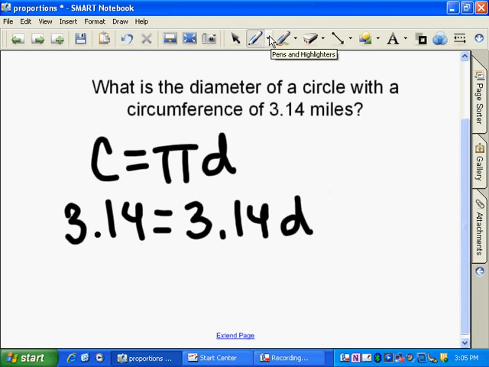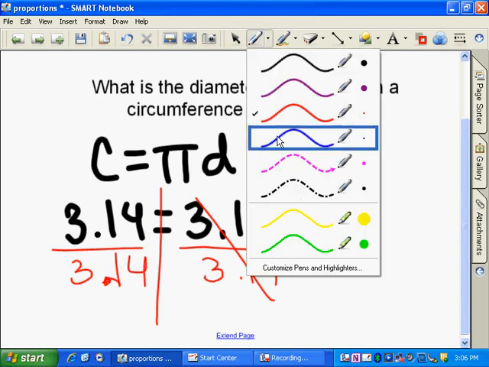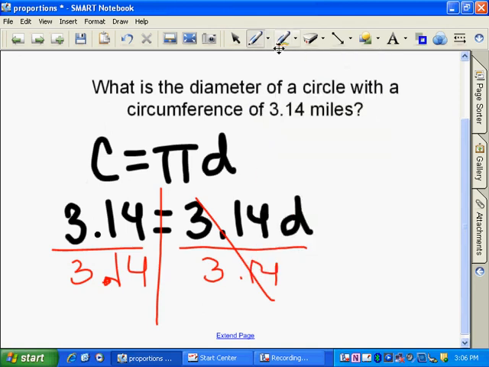So this is a perfect example of why it really helps to write out the formula, okay? Because once I've got this all plugged in, this isn't a matter of multiplying these two things here, okay? What I need to do now is I need to say, okay, I want to isolate the d, the diameter, so I've got to get rid of that 3.14. So I'm going to divide it. We do the inverse operation to isolate a variable. So to solve this, I'm going to divide this side by 3.14, but I've got to divide this side by 3.14 as well. And when I do that, 3.14 divided by 3.14 is 1, and then I'm left with a d. So that means that my diameter is 1 mile.